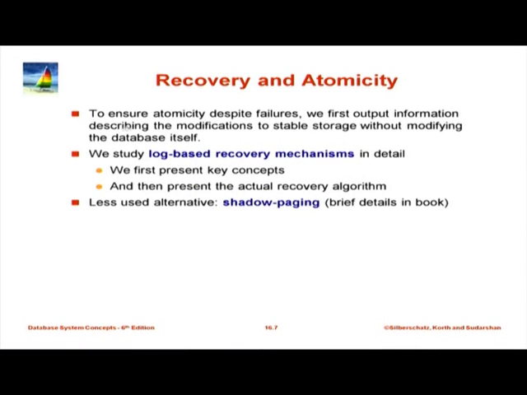Next, we need to ensure atomicity in spite of various kinds of failures. And the key to ensuring atomicity is to first output information describing the modifications to stable storage. What do you mean by stable storage? I already told you it is assumed to survive crashes of all kinds. Once I have written something to stable storage, it is safe there. Even if the system crashes, I can get that data back from stable storage. That's the idea. So we are going to output information about the modification to a log on stable storage before doing the modification on the actual disk copy of the database.